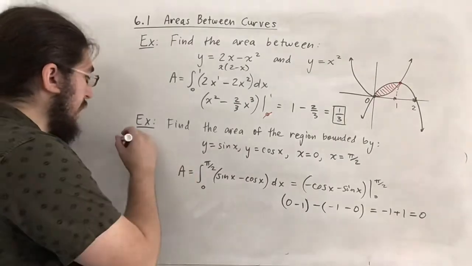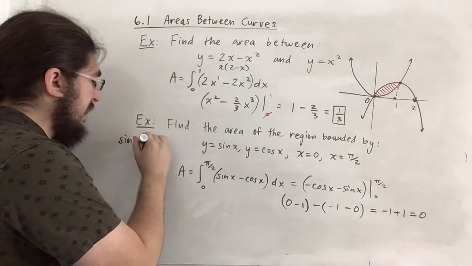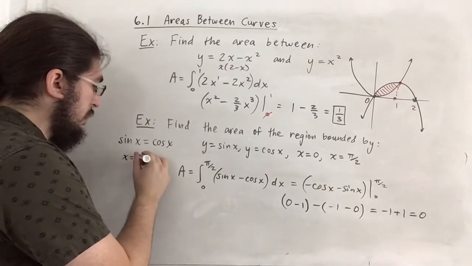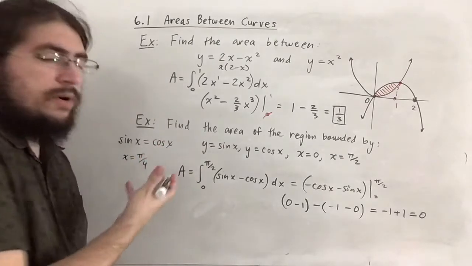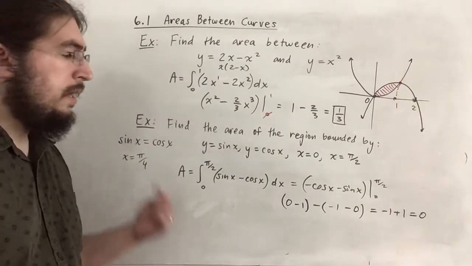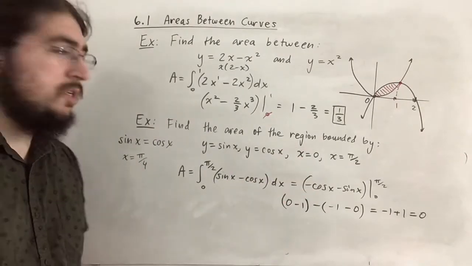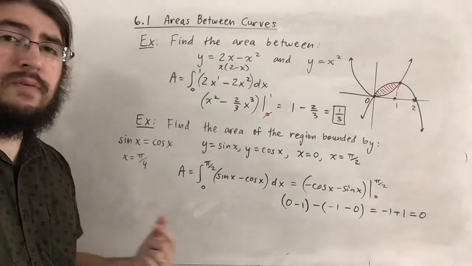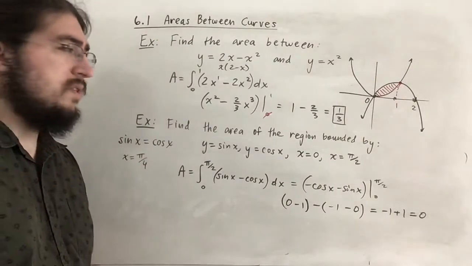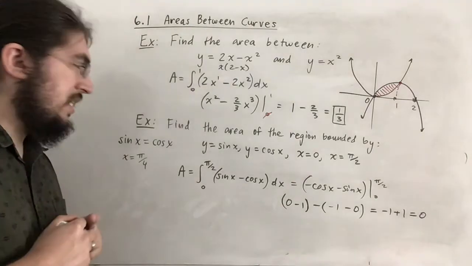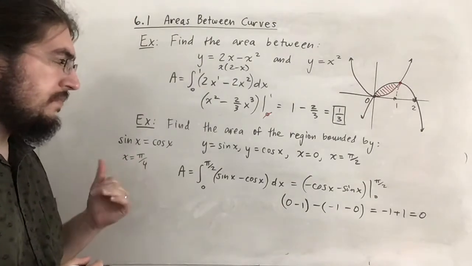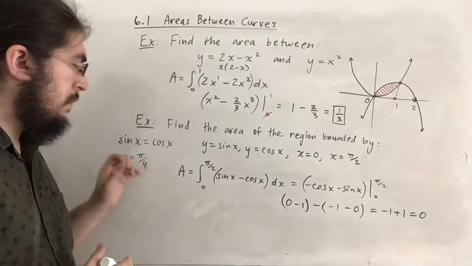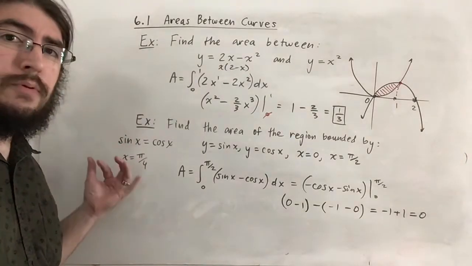Now, if we had done that ahead of time, we would have seen that sine of x is equal to cosine of x, of course, when x is equal to pi over 4. Of course, there are other values where sine is equal to cosine, but the only value between 0 and pi over 2 is pi over 4. Notice sine of pi over 4 and cosine of pi over 4 are both the same radical 2 over 2 value. So what this tells us is that there's actually an intersection point.